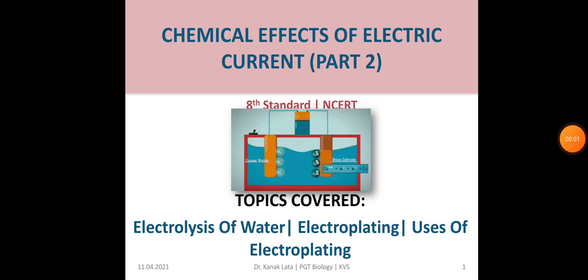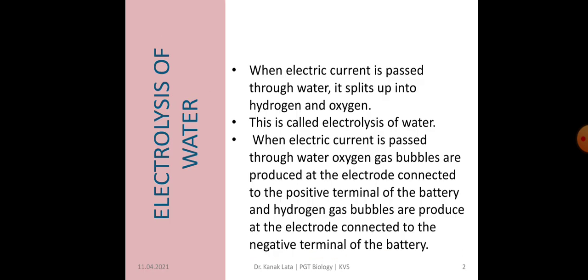Good morning, students. Today I am here with Chemical Effects of Electric Current Part 2 of 8th Standard. In this session, we are going to discuss electrolysis of water, electroplating and uses of electroplating. So let us start the session. First, it is about electrolysis of water.